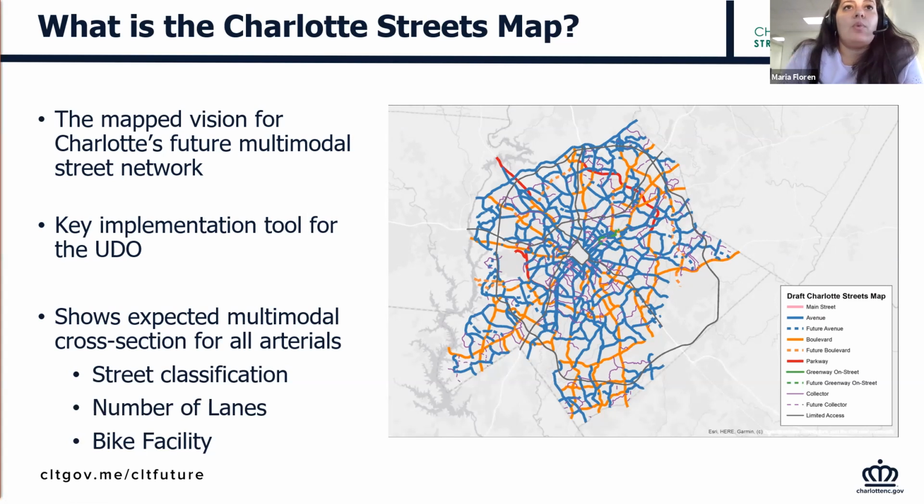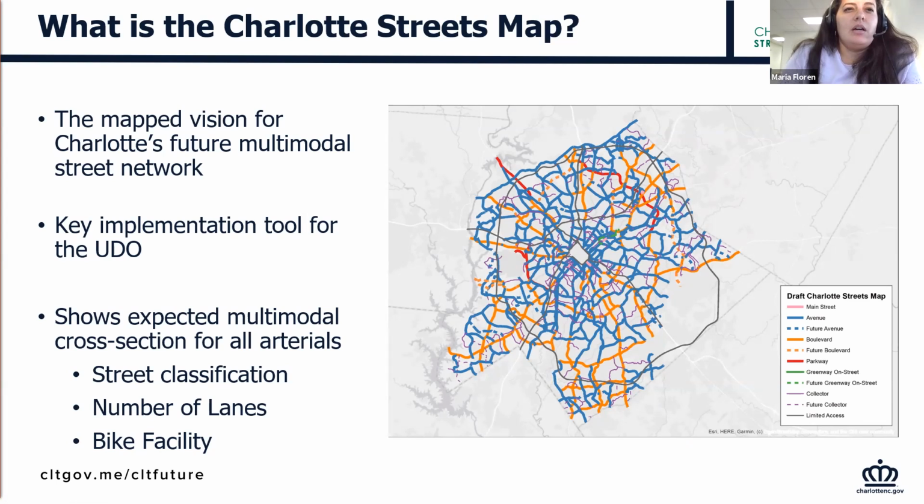So now that we've looked at what a street is, we're going to take a look at the streets map. So it's the mapped vision of our multimodal street network. It's based on council adopted policies that have been developed and refined over the last several years. It shows the recommended cross-section for all of Charlotte's arterial streets and will support the UDO to help ensure that we're providing multimodal streets as we grow and develop.